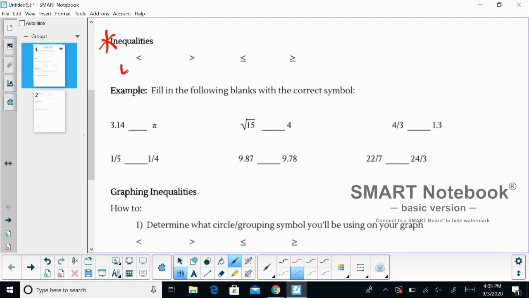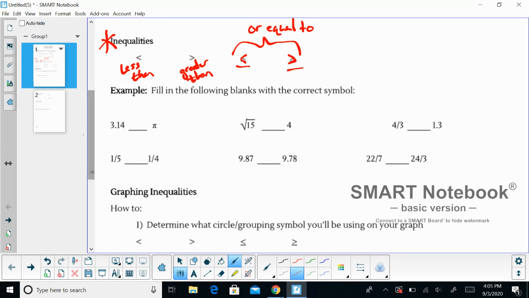We have less than, greater than, and then these two are our "or equal to" symbols. So this first one here is less than or equal to. And over here we've got greater than or equal to. So we have less than or equal to, greater than or equal to. That's what that little line underneath means, is or equal to.